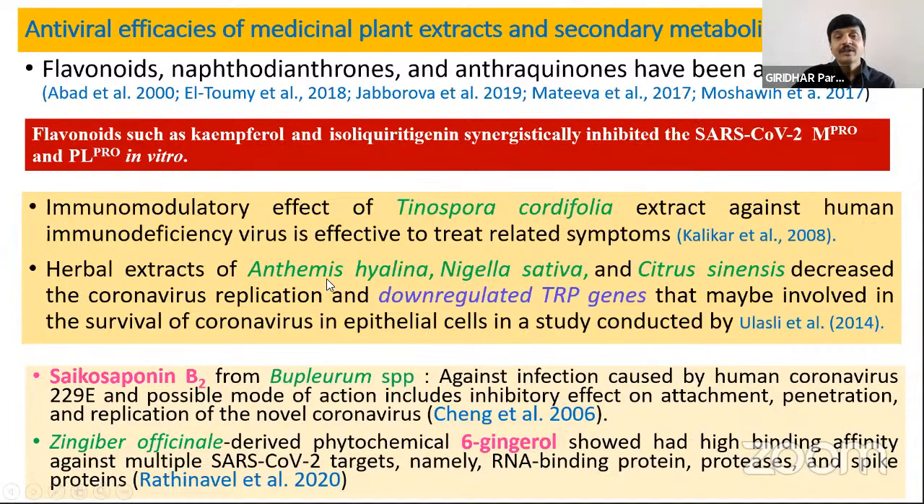Similarly, the immunomodulatory effects of Tinospora cordifolia, Andrographis, Artemisia, Nigella sativa, and so on, have been advocated, especially since they are believed to downregulate the TRP genes that may be involved in the survival of coronavirus once it enters the epithelial cells. Especially Tinospora cordifolia, you might have seen in the news channels and social media, people started to bring these leaves and chew them. Daily you chew one leaf, so that the coronavirus will not enter your body through the nostrils and other routes, or you will get basic immunity protection.